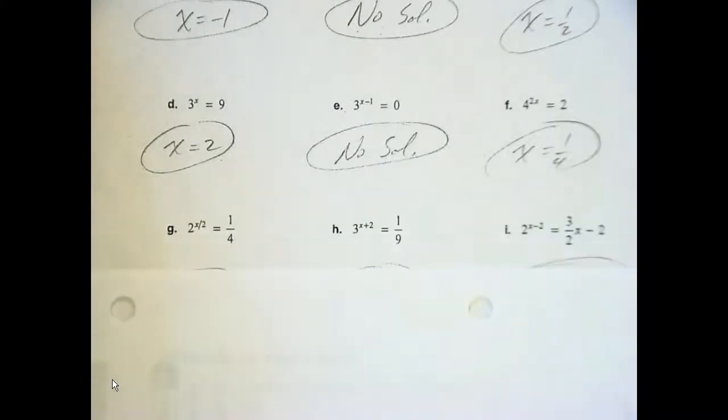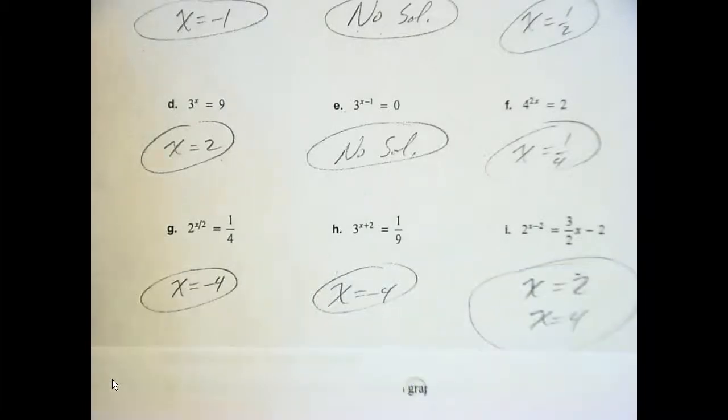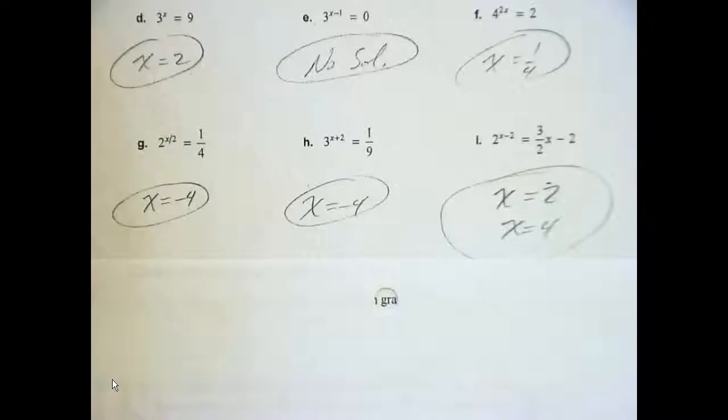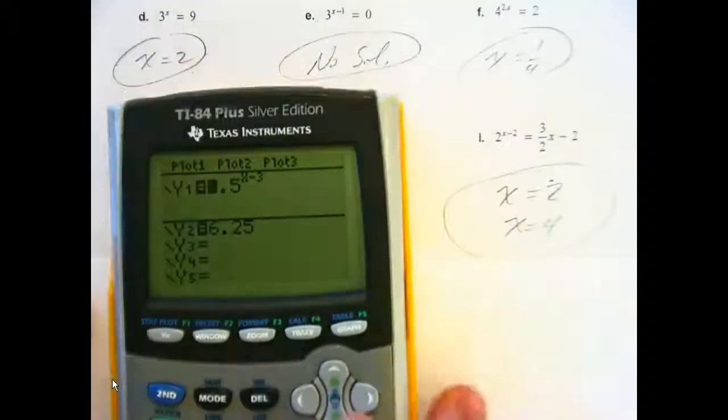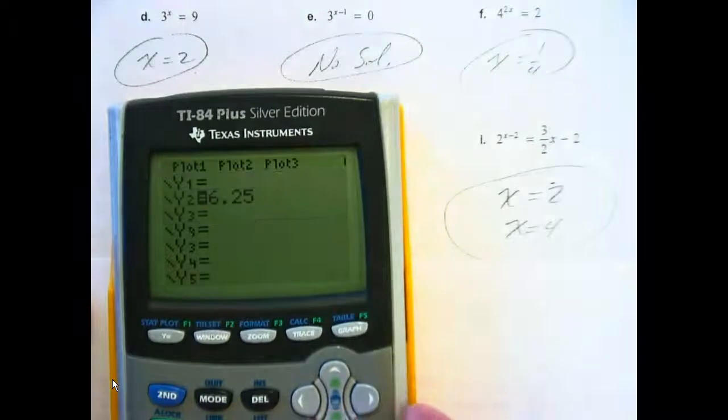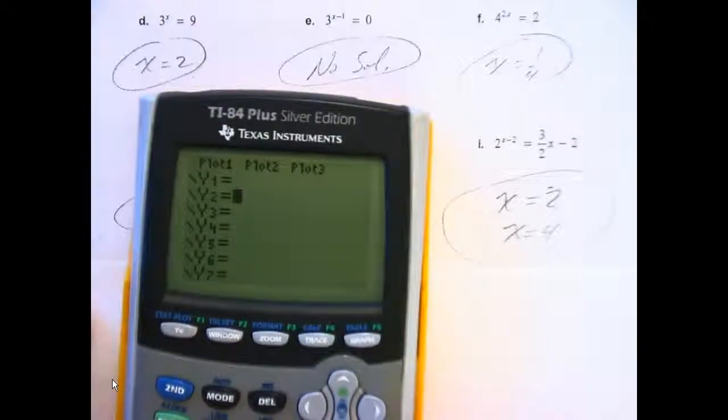Okay, and the last 3, what do we have? -4, -4, and the last one is 2 solutions. 2 and 4. Now on that last one, I realize some of you didn't get to that one, so I want everyone to put that last one into your calculator. Okay? Go ahead. If you've already done it, it should be pretty quick.